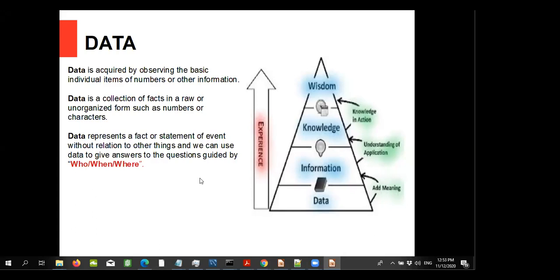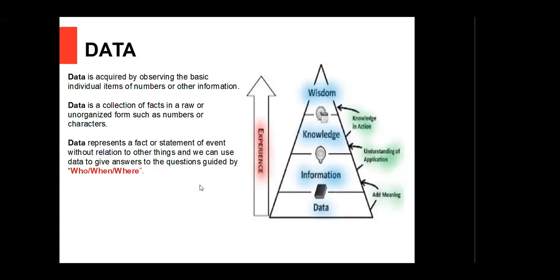So we can use data to give answers to simple things like who, when, where. Who is about human beings, when is an event, and where is a location. So simple things: my car is parked outside. That's a weird location. It's parked somewhere. That's data. At this moment in time, I'm giving a lecture on knowledge graph.